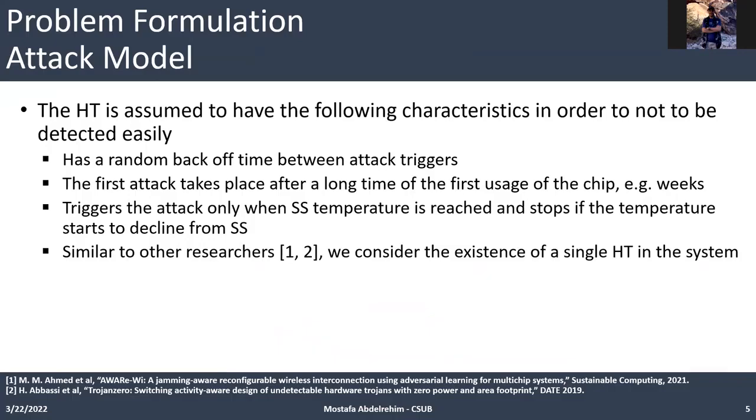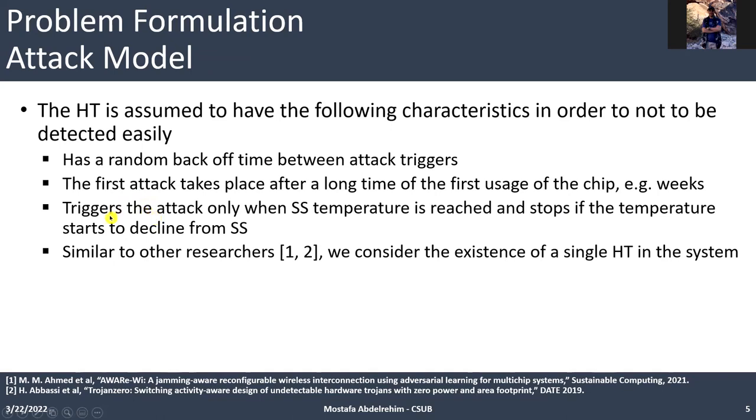So here is our attack model. The hardware Trojan that is inserted into the chip has the following characteristics. It has a random back-off time between attack triggers in order to decrease the probability of discovering it. The first attack, and this is a very important assumption, will take place after a long time of the first usage, for example weeks, so that during design time it will not trigger, and the design engineer wouldn't detect the attack.